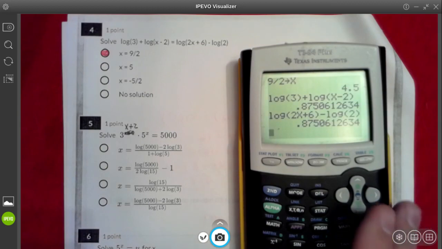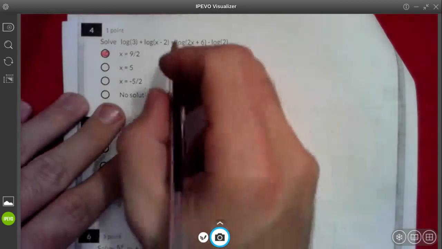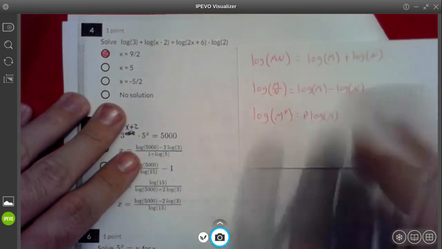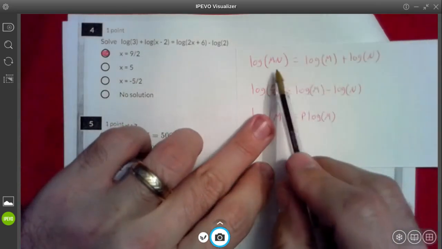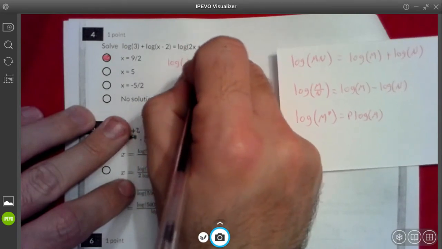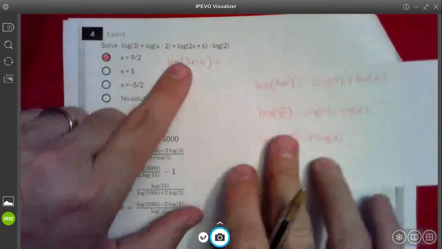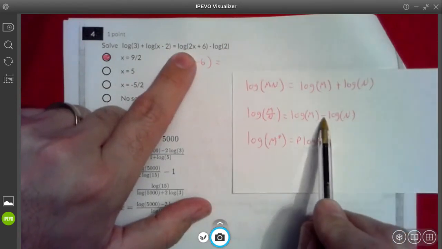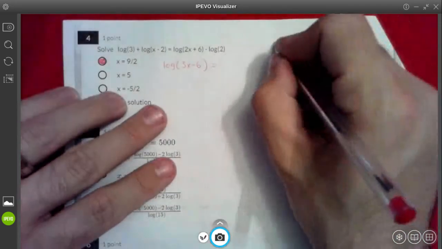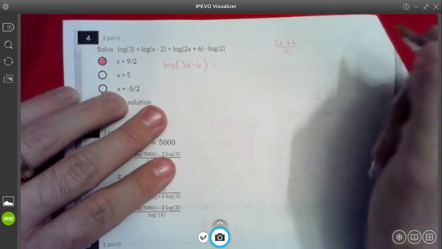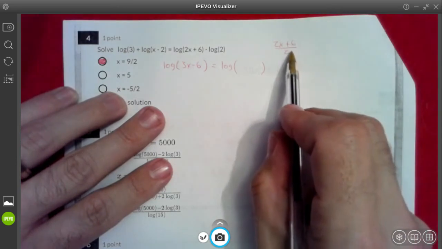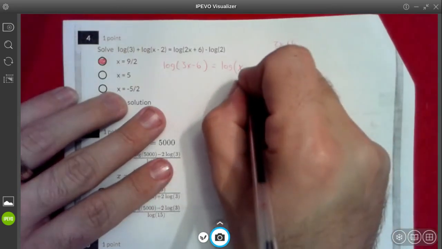It gives you the same answer. Okay? Now, if you were doing this for real, what you would need to do is condense this logarithm. Because it is addition, we're going to put them together with multiplication. So it would be log 3x minus 6 equals, and then when you condense this one, because it's subtraction, you'll put one over the other. You'll combine them with division. So it would be like 2x plus 6 over 2. Now, because these are both divisible by 2, I'm just going to go ahead and divide them. It'll be 1x plus 3.